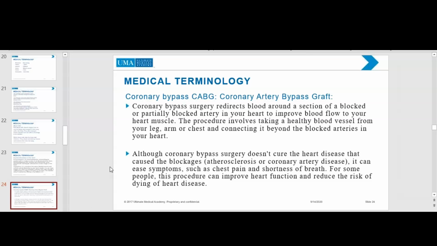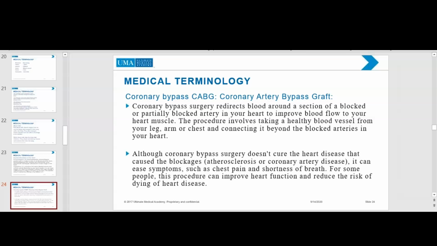This is a coronary bypass graft we're talking about, also known as a CABG, C-A-B-G, coronary artery bypass graft. Coronary bypass surgery redirects blood around a section of the blocked or partially blocked artery in your heart to improve blood flow to your heart muscle. The procedure involves taking a healthy blood vessel from your leg, arm, or chest and connecting it beyond the blocked arteries in your heart.